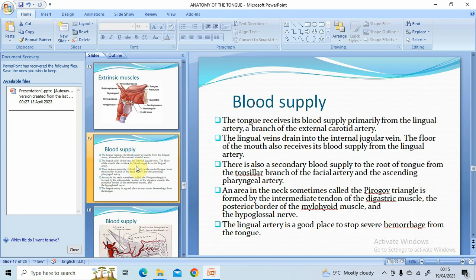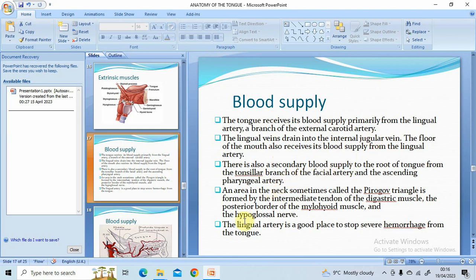Now let me look at the blood supply of the tongue. The tongue receives its blood supply primarily from the lingual artery. We know that the lingual artery is a branch of the external carotid artery. Then the lingual vein drains the tongue into the internal jugular vein. The floor of the mouth also receives blood supply from the lingual artery. There's also a secondary blood supply to the root of the tongue from the tonsillar branch of the facial artery and the ascending pharyngeal artery.